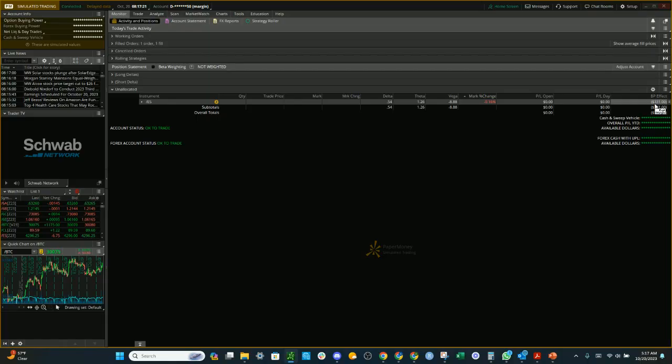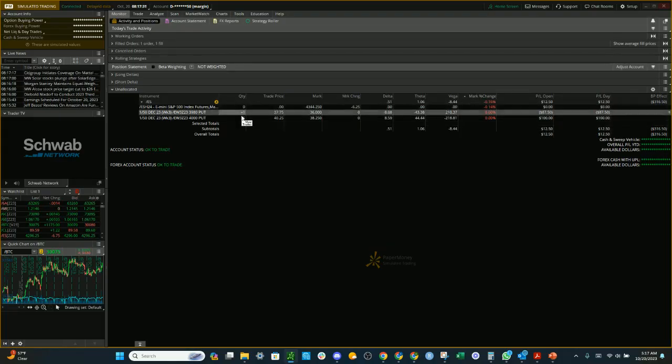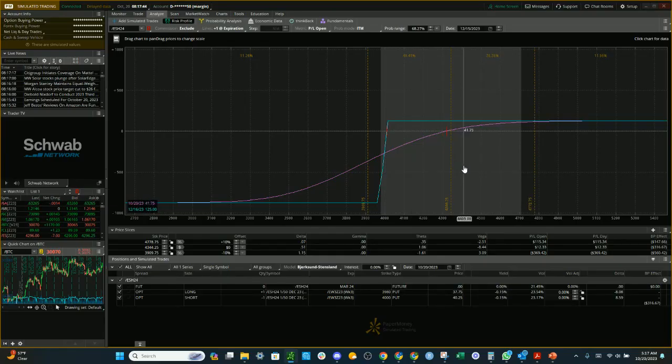Now, this is something else. This is not your margin amount. This is something else, and we can discuss this later, how this gets affected. Mark change. Quantity, you did one contract. Trade price, this is what you traded. The long and short of it. And this is what it's marking it at right now. Okay, so that's that. Now, let's go into the Analyze tab.